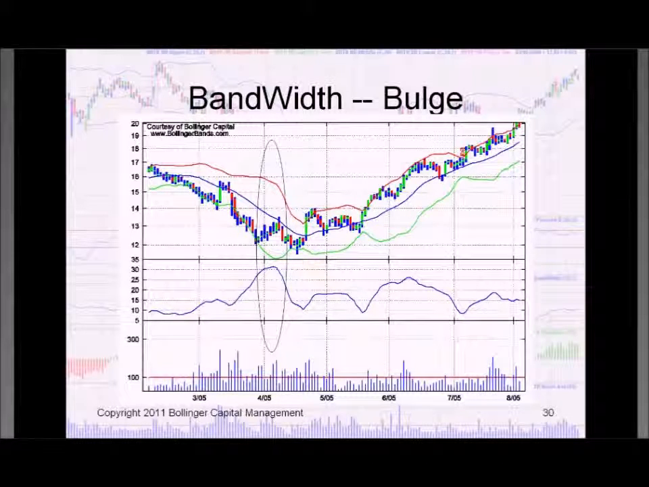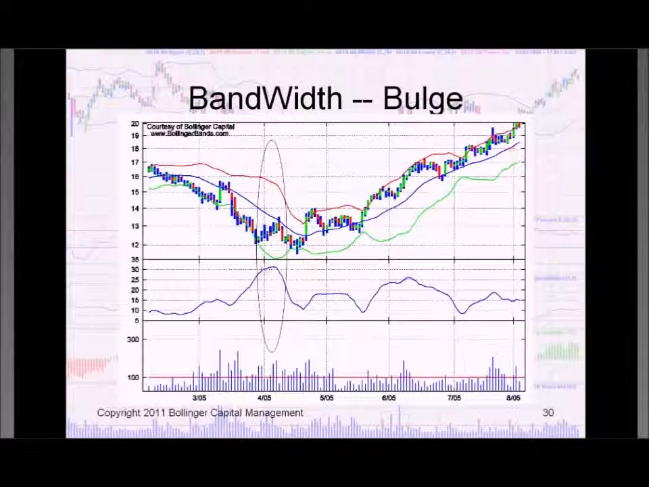The opposite of squeeze is a bulge, and the bulge is most useful for forecasting the end of a trend. Often when you have a primary trend that's very strong, bandwidth will get very wide as the sheer power of the market, either to the upside or to the downside, will drive the bands quite far apart.